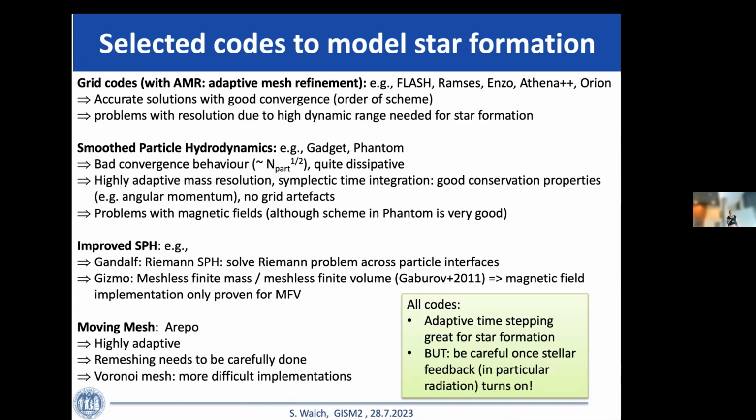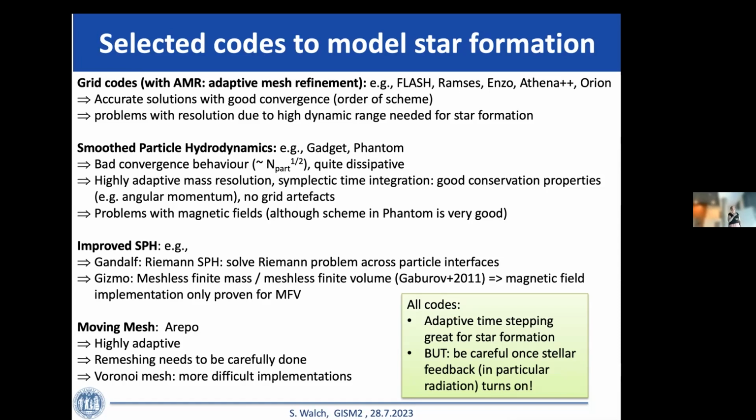They are quite dissipative, the standard SPH schemes, but they also have very good properties, namely they are highly adaptive. They typically have symplectic time integration, which means that they exactly conserve angular momentum, and so on. And in particular, angular momentum conservation can be an issue with grid codes if not done carefully. There are no grid artifacts in SPH. That's why the movies always look very nice. However, there are some problems with magnetic fields, although I think Phantom is doing this very well. So people are working on this actively.